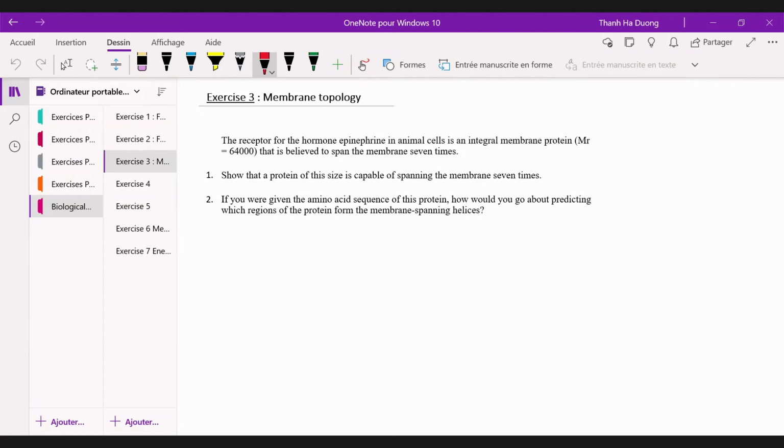So we have in exercise 3 a protein, which is a receptor, and it is an integral membrane protein with a molecular mass of 64 kilodalton, and that is believed to span the membrane several times. So show that a protein of this size is capable of spanning the membrane several times. Tell me how to do that.